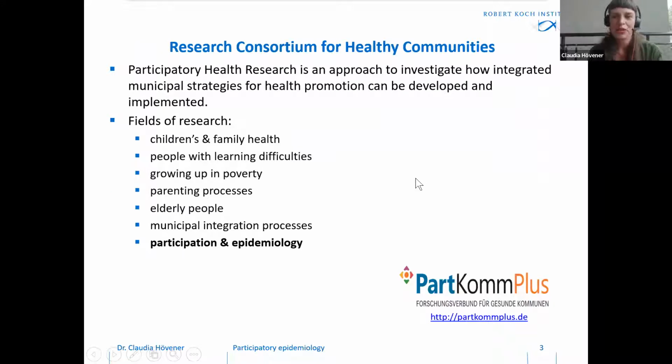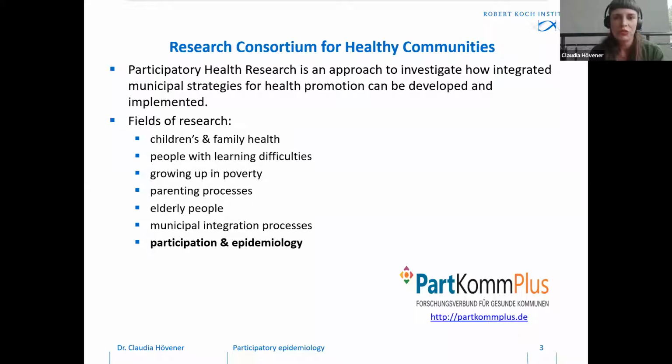The Research Consortium for Healthy Communities PARTCOM Plus was basically a consortium that we had for 6 years, and a lot of different research organizations worked together. A lot of Universities of Applied Sciences, but also other, the Robert Koch Institute.